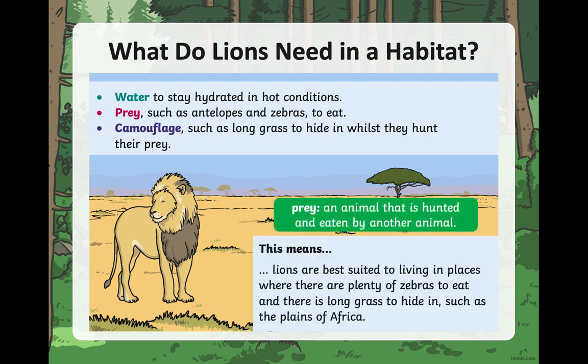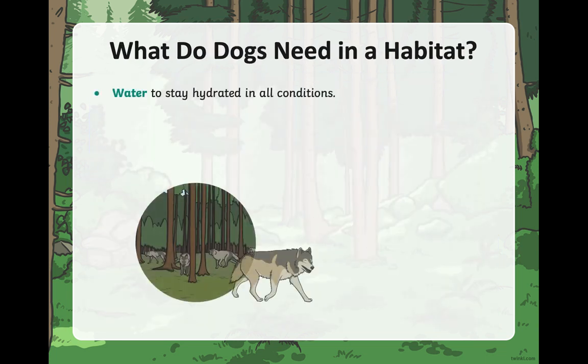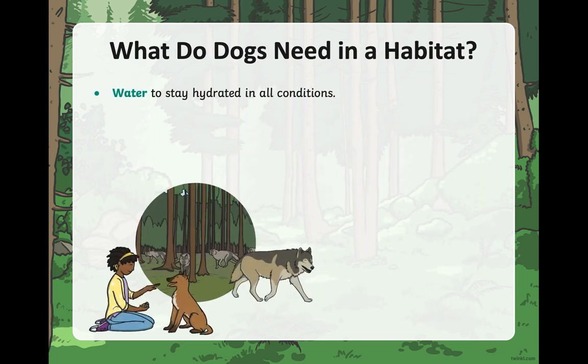Right. So this is also a key definition. A prey is an animal that is hunted by and eaten by another. So lions are best suited to living in places where there are plenty of zebras to eat, and long grass to hide in, such as the plains of Africa, where we mostly find them, right?